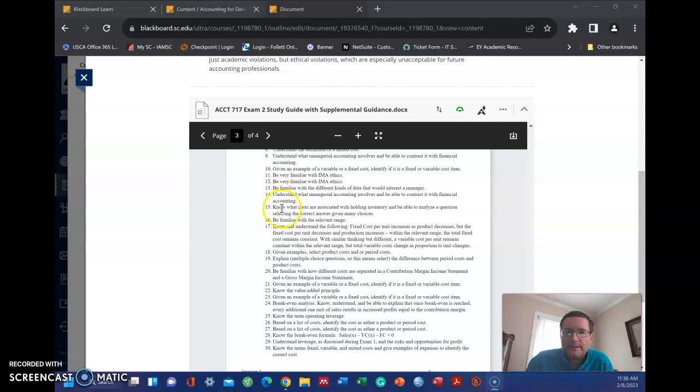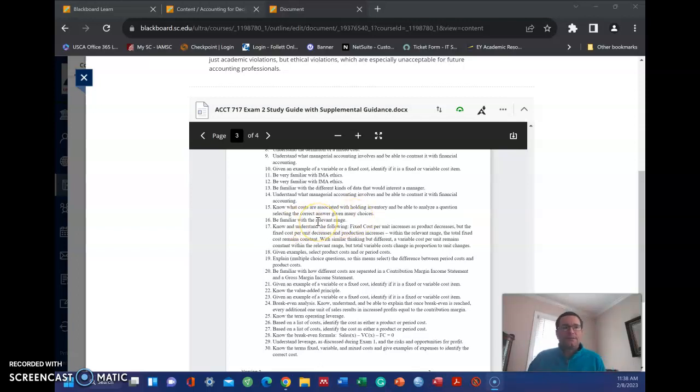For 14, know the costs associated with holding inventory and be able to analyze a question. All right, so there's cost to holding inventory, and that's one of the benefits of just-in-time inventory, is that holding cost is no longer involved. And some of y'all may have studied the economic order quantity. Some of this is going to be a review. Some of it will be new, depending on who you are.